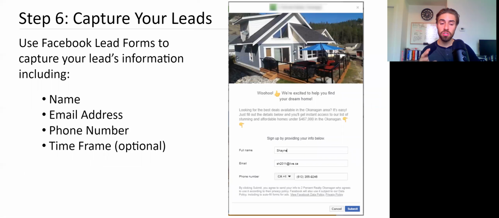And next, after someone clicks on your ad, we want to bring them to a lead form. And a lead form is a little landing page within Facebook, and it keeps them on Facebook, and it autofills their information. So name, email, phone number, right? Makes it very easy to fill out.